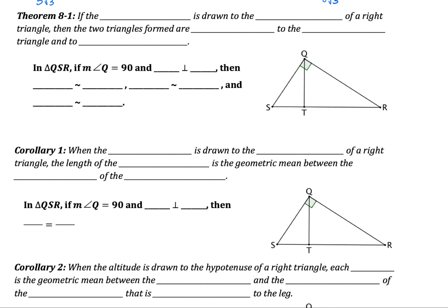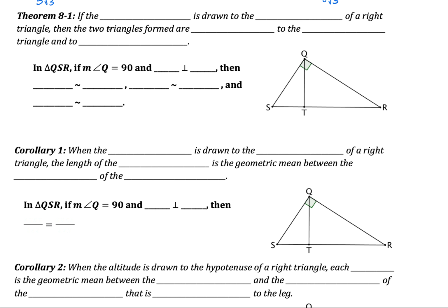Hi guys. So this is part 2 of the section 8-1 notes. In the previous video we looked at how to find a geometric mean and we reviewed how to simplify a radical expression. We'll be using both those skills as we're looking at some of the theorems and their corollaries in section 8-1. So let's jump right in and take a look at theorem 8-1.